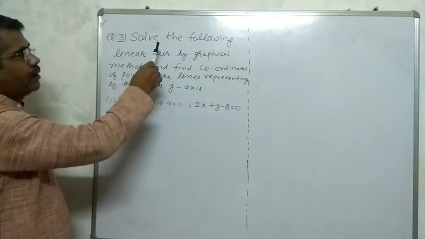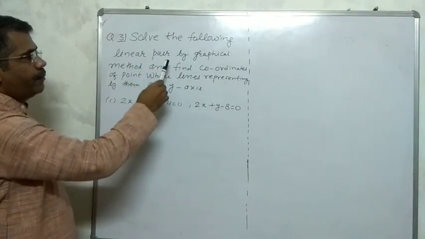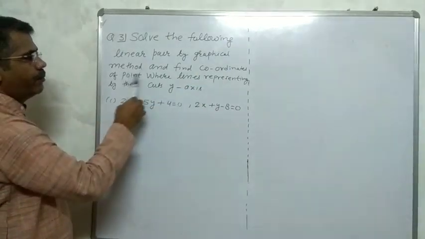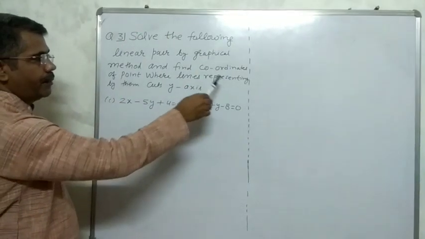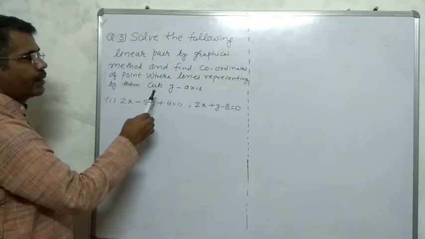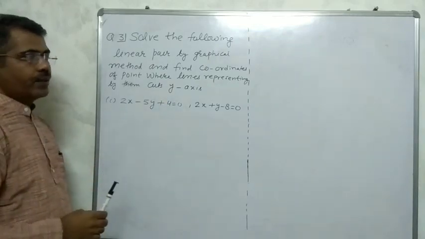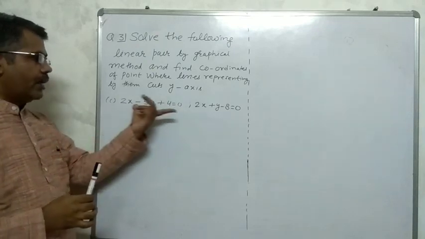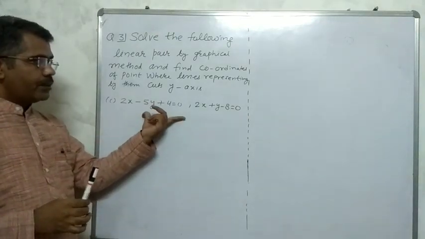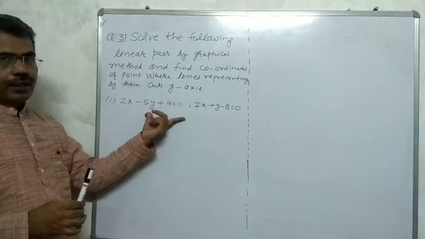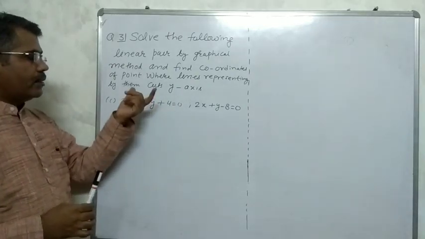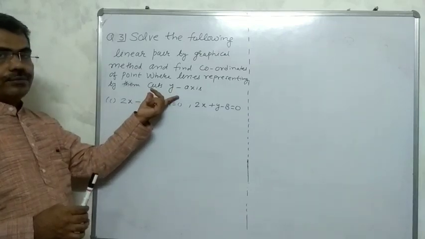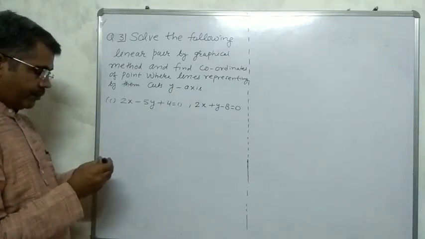Question number three. Solve the following linear pair by graphical method and find the coordinates of the points where the lines represented by them cut the y-axis. In this question, we first draw the graph of these linear equations and we find where the lines intersect the y-axis. So let's start this question.